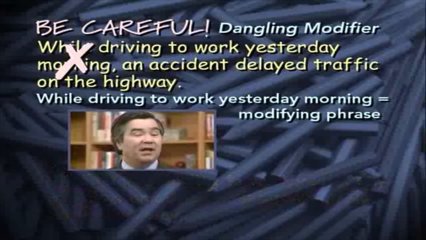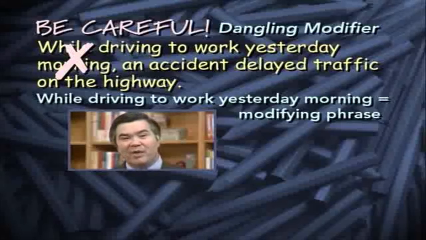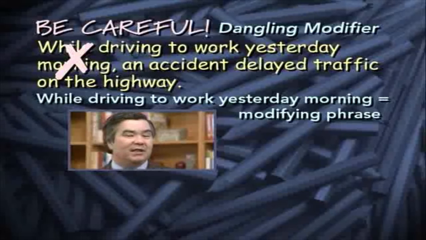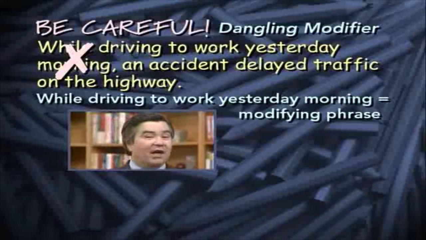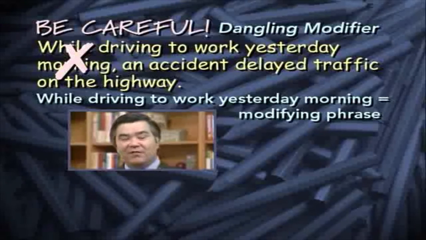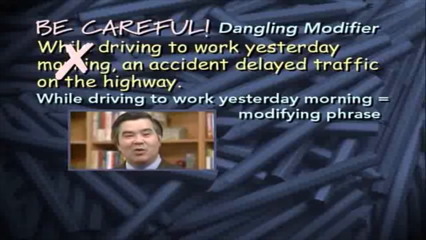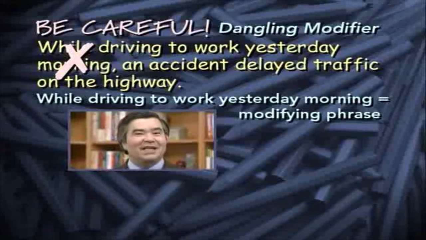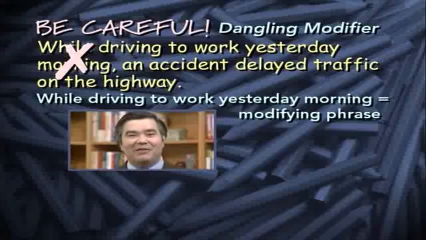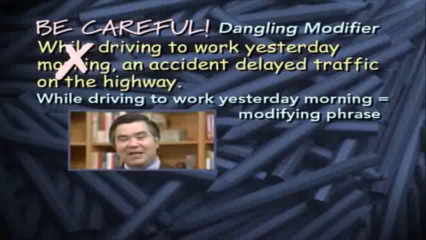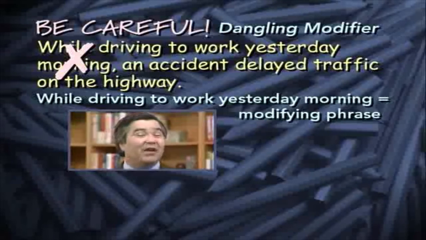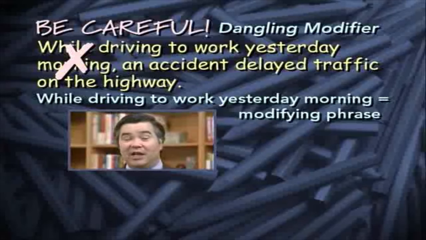Remember that the modifying phrase or clause should always be next to what it modifies. Therefore, what you could do with this sentence would be to keep the modifying phrase at the beginning of the sentence and just make sure that what immediately follows it explains who or what was doing the driving. In other words, make sure that right after the comma we put the word or words that are being modified by the modifying phrase. That would mean that right after the comma you'd want to have I, if I am the one doing the driving.